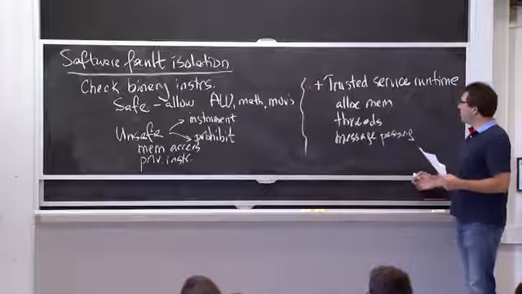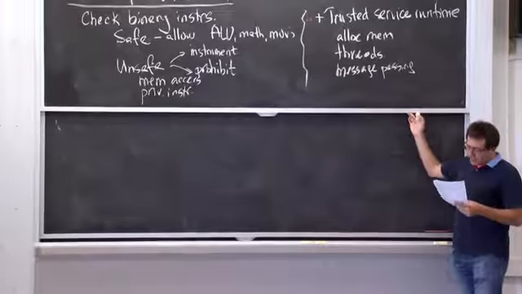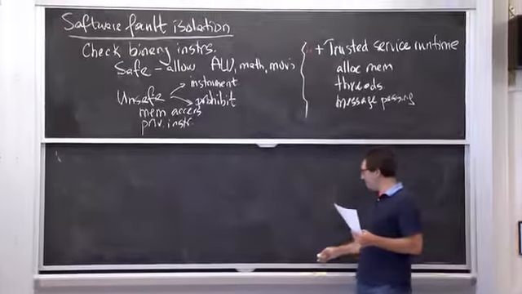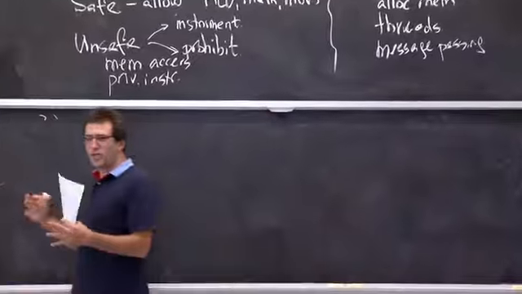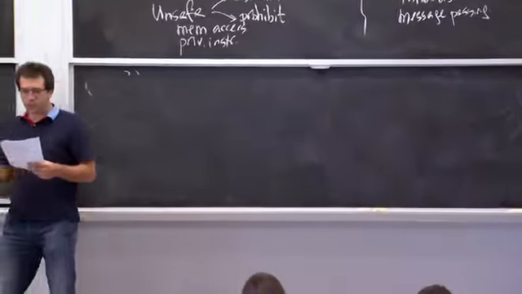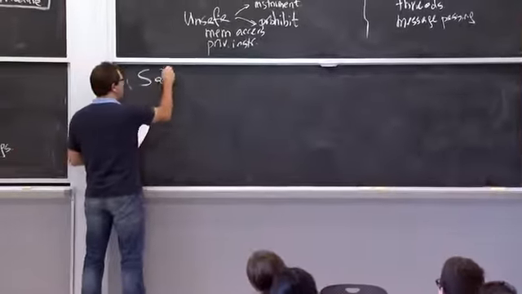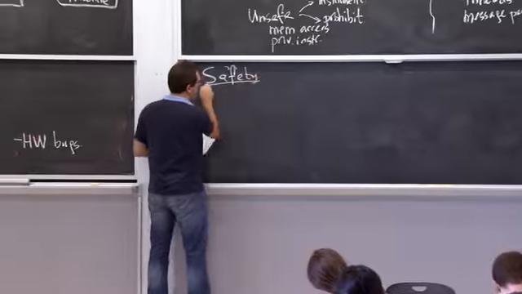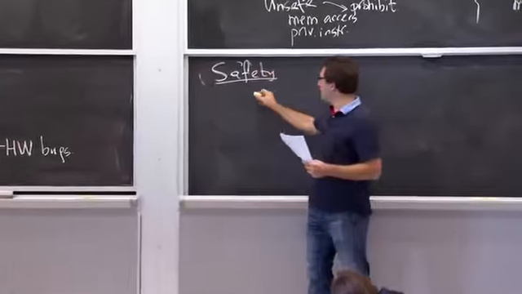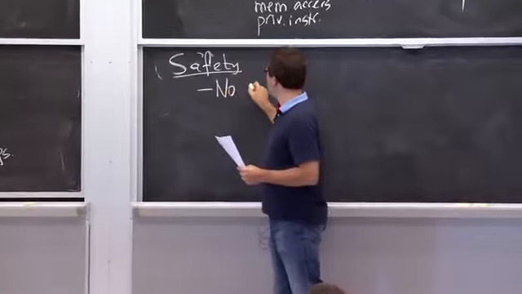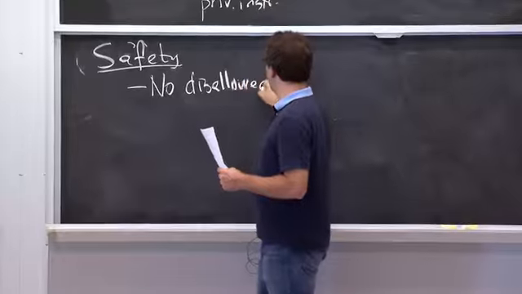OK. So that's the overall plan for software fault isolation. So let's look at what safety actually means in their case for Native Client. We talked loosely about this notion of safe instructions and unsafe instructions. What do they actually care about here? As far as I can tell, for Native Client, safety basically means two things. One is that there are no disallowed instructions that can execute.